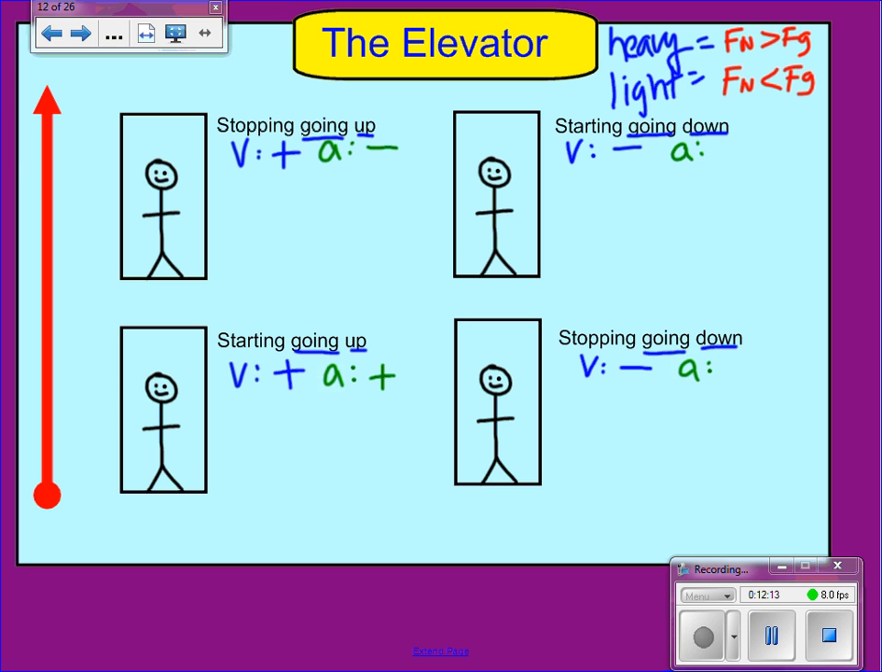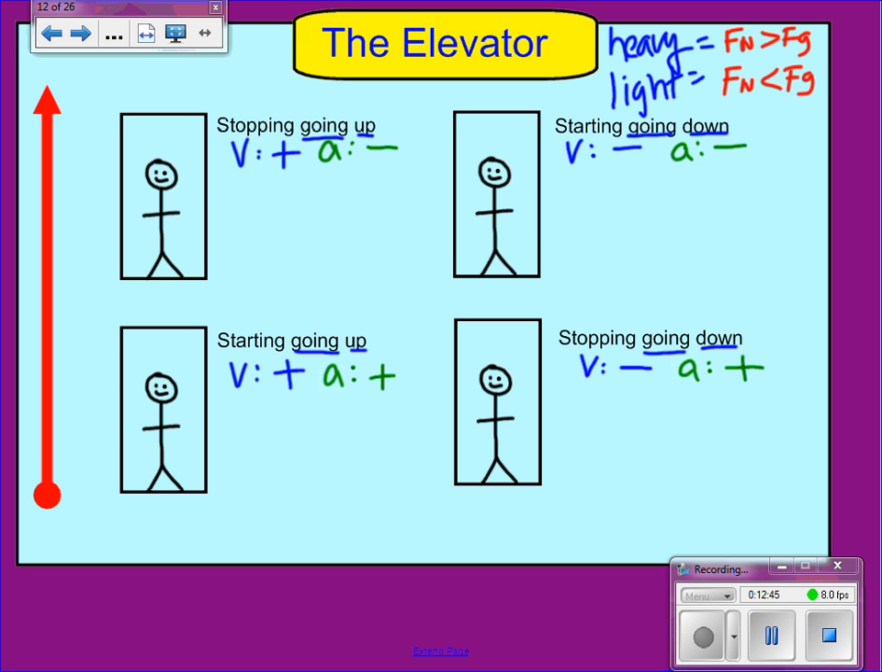On the ones on the right, the velocity is negative and I am starting. I'm speeding up. Don't get so bogged down with the going down. Remember, negative is just the direction. Negative just means it's going down. So if I'm speeding up and my velocity is negative, my acceleration has to be negative. It means both vectors are pointing down. If I'm stopping and I'm going down, stopping is slowing down. So if my velocity is negative, my acceleration needs to be positive in order to make that object slow down.